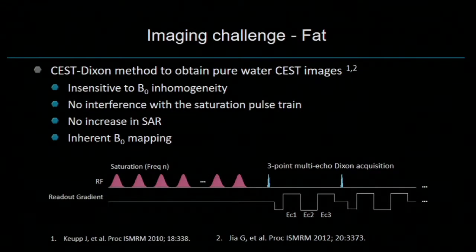The imaging sequence is shown down here. The CEST saturation is followed by a 3-point multi-echo Dixon acquisition. Compared with other fat suppression methods such as STIR and SPAIR, the Dixon method is insensitive to B1 inhomogeneity. It does not interfere with the saturation pulse train and will not increase SAR. Another advantage of using the Dixon method is that it can provide a B0 map by itself. Hence, there is no need for a separate B0 mapping sequence. This saves us scan time.